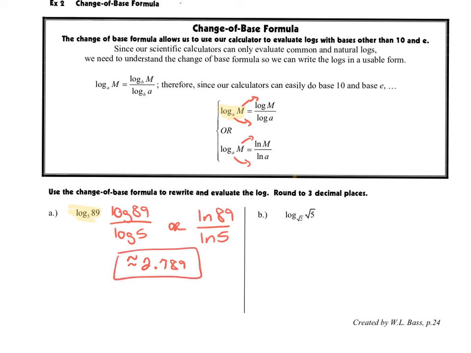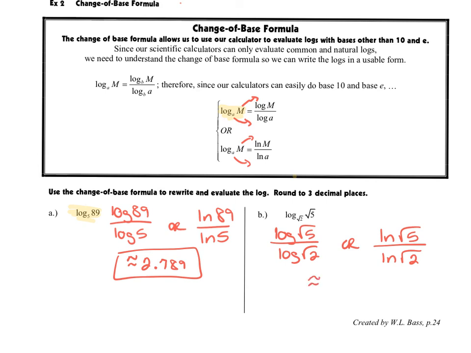Our next one, it's also going to look kind of weird, but it's no big deal. I can write it as log square root of 5 over log square root of 2. Or I could use the natural log, which is certainly less writing, natural log square root of 5 over natural log square root of 2. And if it seems weird that those two are going to give you the same answer, I would encourage you to type them both into your calculator and prove to yourself that you get the same.